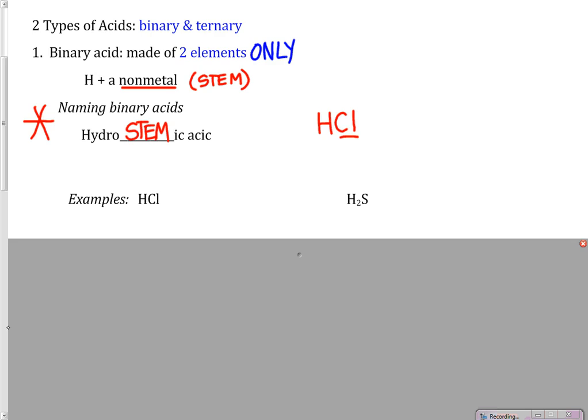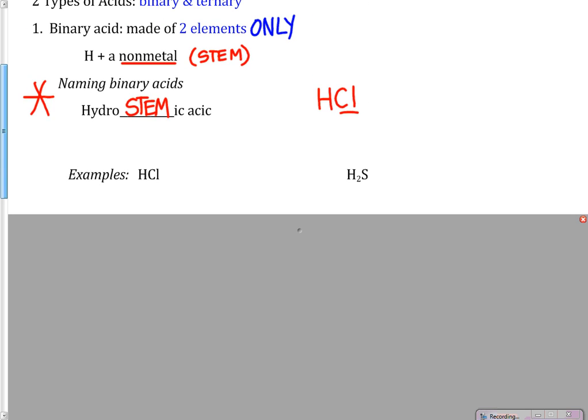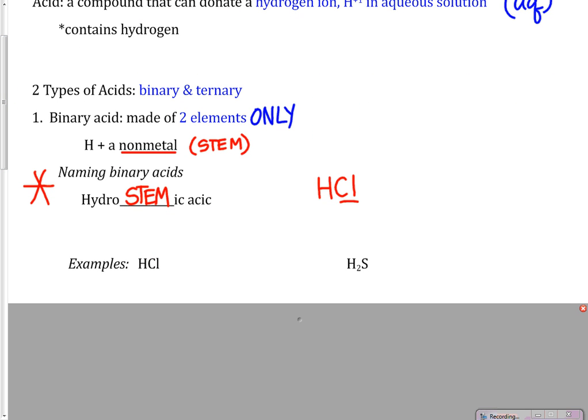So we just did that first example, HCl. I'll write the name out. HCl would be hydro. The prefix hydro always is used on binary acids. The stem is chlor from chlorine, and then you add the ending, or change the ending, to ic acid.